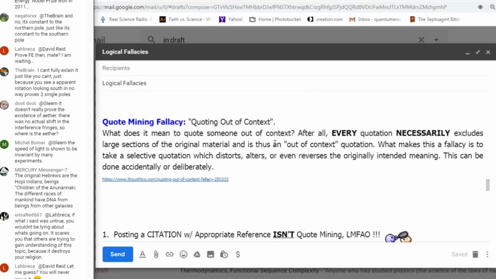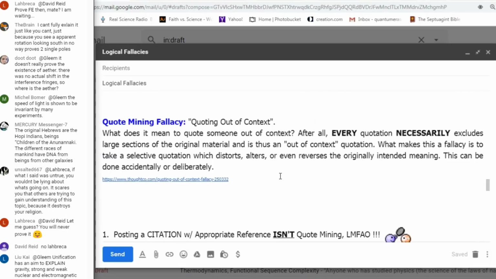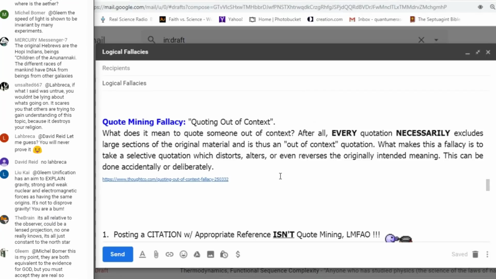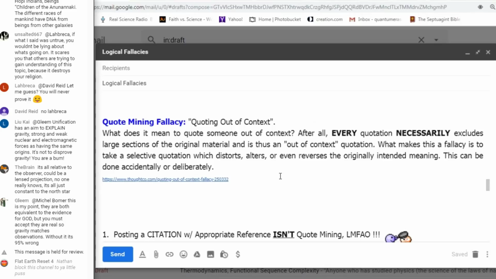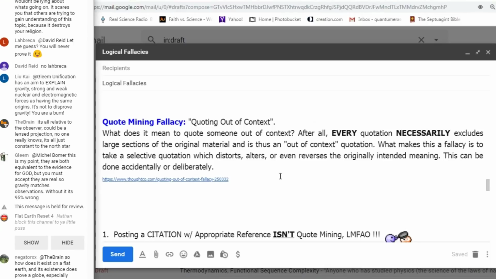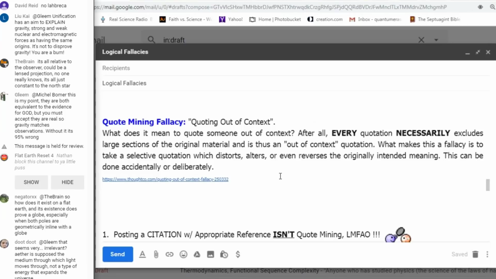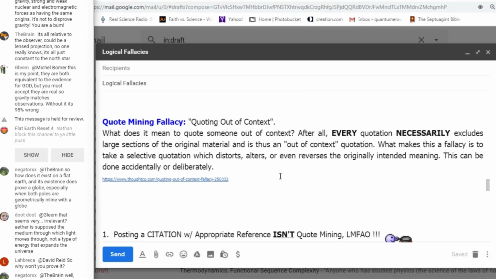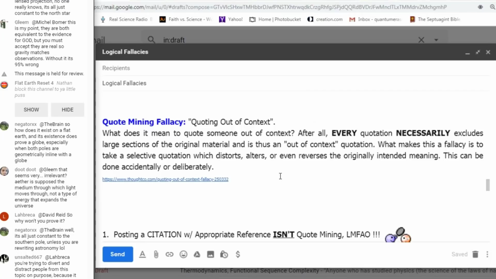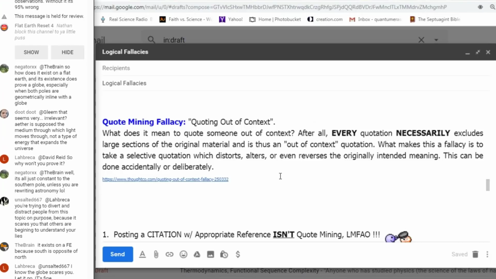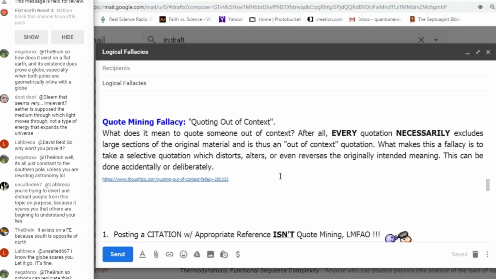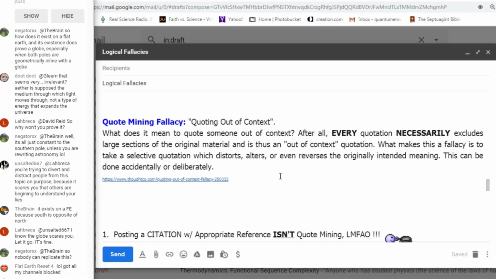Yeah. All right. My favorite. I'd like a little latitude on this one, Nathan. I'm going to spread my wings here. I'm going to love this. So, quote mining fallacy. This is quoting out of context. So, what does it mean to quote someone out of context? After all, every quotation necessarily excludes large sections of the original material and is thus an out of context quotation. What makes this a fallacy is that it takes a selective quotation which distorts, alters, or even reverses the originally intended meaning. This can be done accidentally or deliberately.